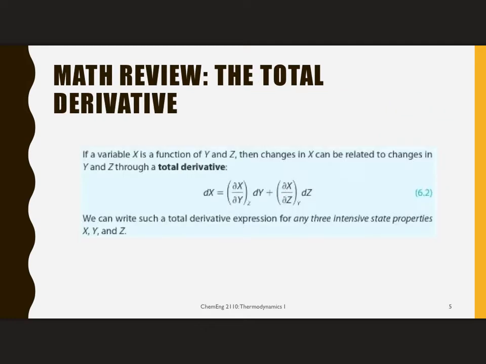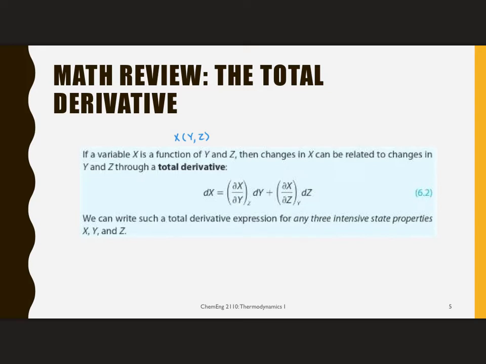Now we need to take a brief break and do some math reviews periodically in this chapter. Math is really going to be critical for understanding this chapter. Now, for a function, x is a function of y and z, then I can look at how x changes by using the definition of the total derivative. dx is how x changes with y times dy, plus how x changes with z times dz.